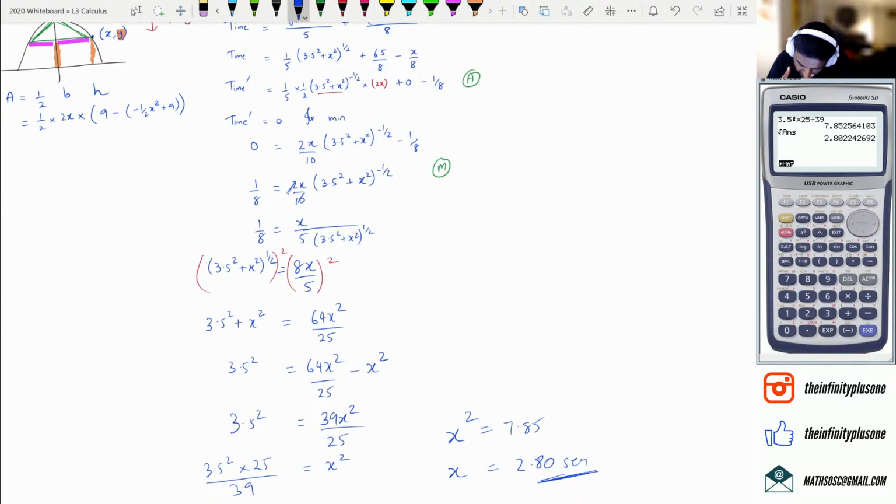Why is it 65 minus 64 minus 25? Oh, the reason I did that was because this part right here, I just did 64x squared over 25 minus 25x squared over 25. So just to combine the fraction.